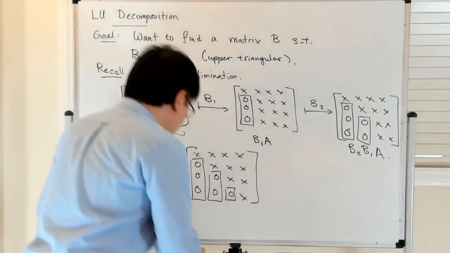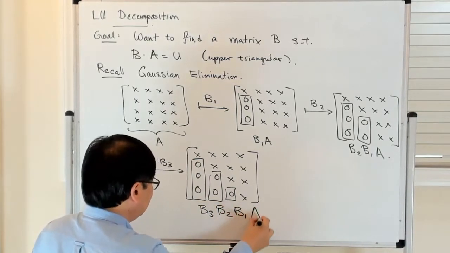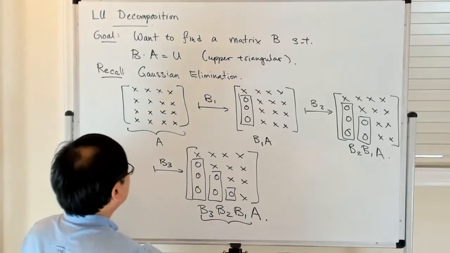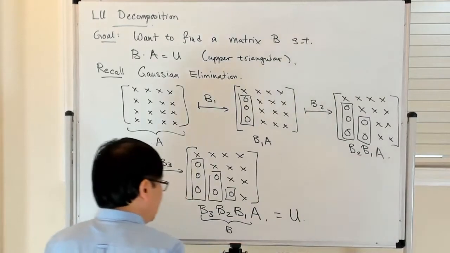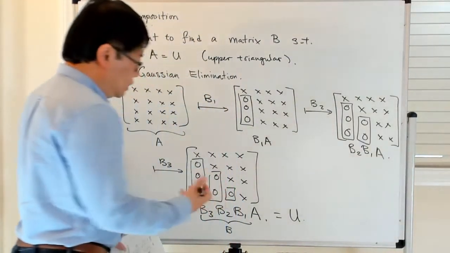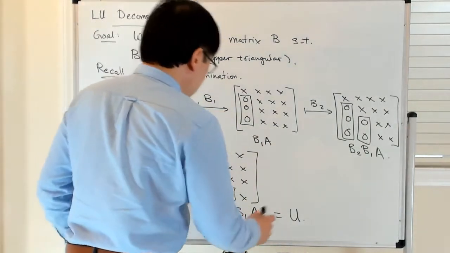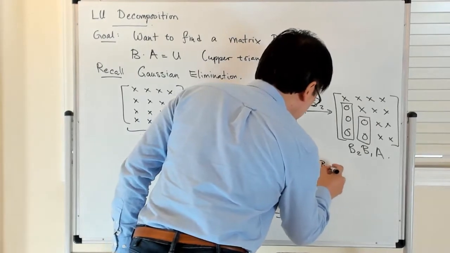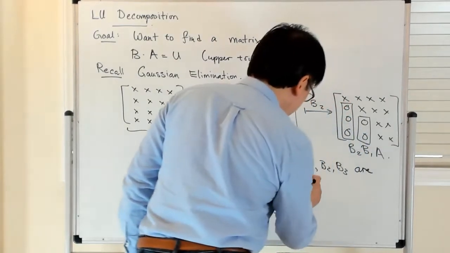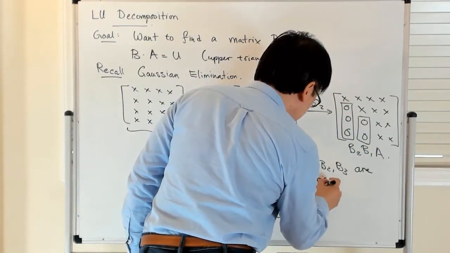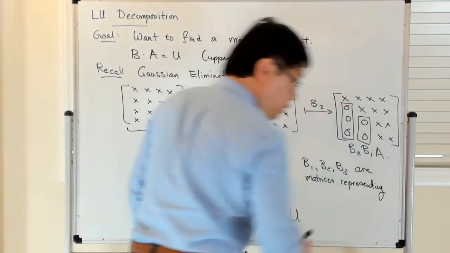Okay, and then this is going to be what I call B3, B2, B1 acting on A, right? So the product of these things is what I call B, and then you have this A matrix, and this is going to give you an upper triangular matrix U, right? So that's operationally what's going to happen. So B1, B2, and B3 are matrices representing elementary row operations.